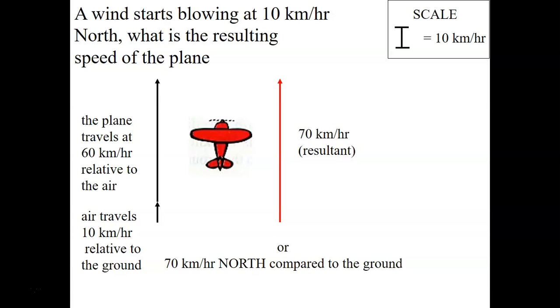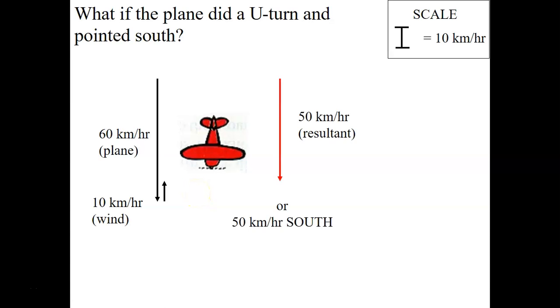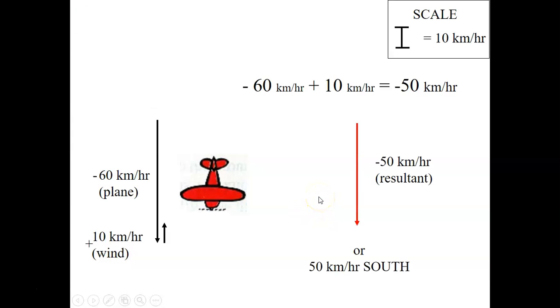Then let's say our airplane does a U-turn, and now it's pointed south, and now it's flying 60 kilometers per hour south relative to the air. The wind is blowing 10 kilometers per hour north, so its resultant velocity is going to be what? It's going to be 50 kilometers per hour south, or negative 50 kilometers per hour. So if we looked at the signs, we would have negative 60 kilometers per hour plus 10 kilometers per hour equals negative 50 kilometers per hour. And that would be just another way of saying 50 kilometers per hour south in this case.